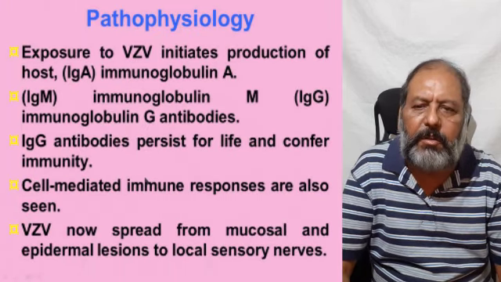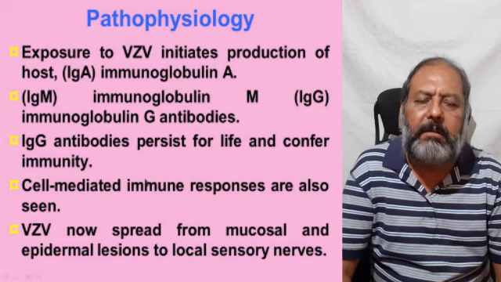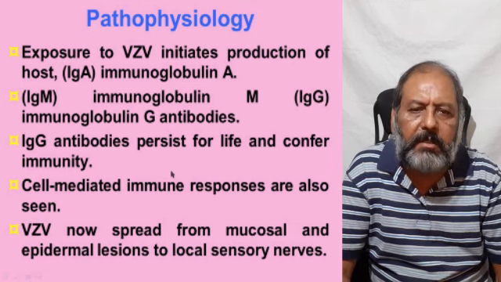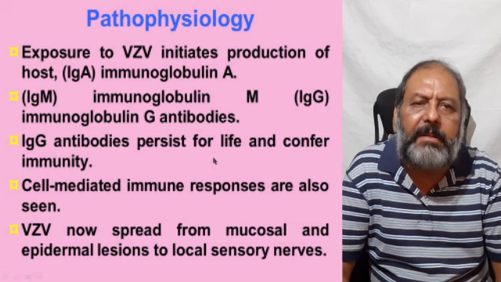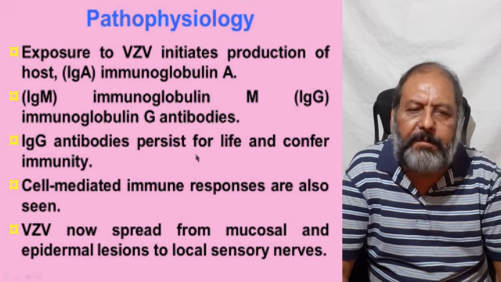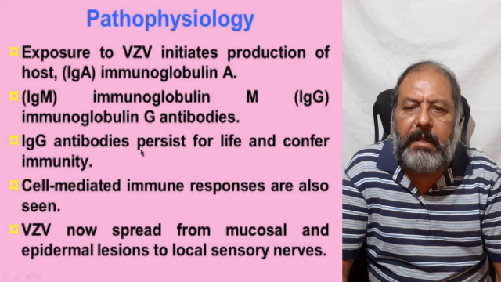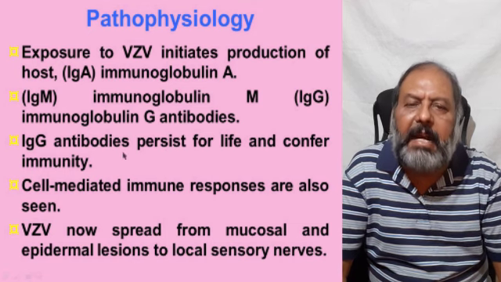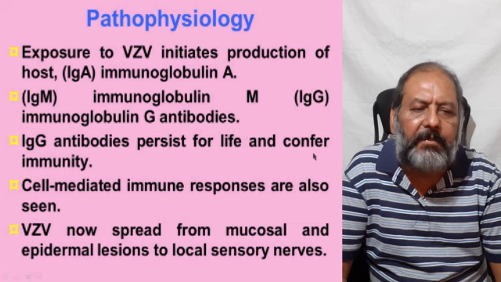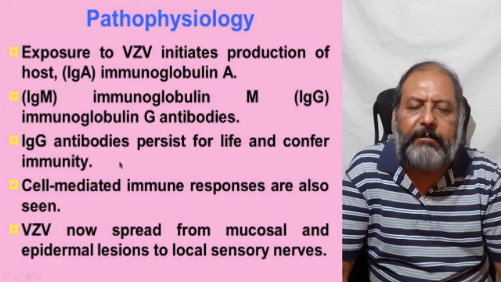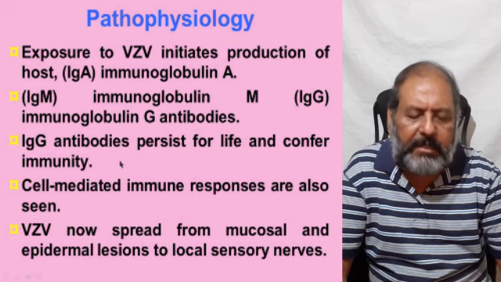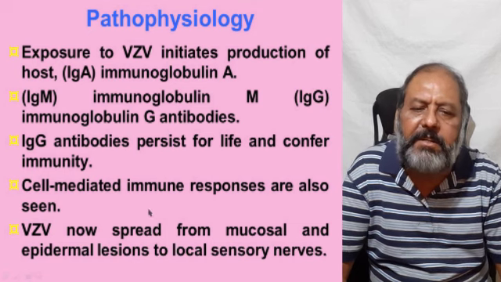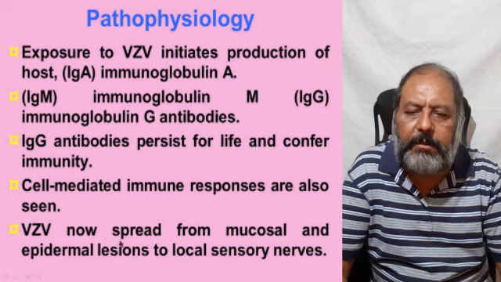Now, pathophysiology. Exposure to the varicella zoster virus initiates production of the host IgA, immunoglobulin A, then IgM, immunoglobulin M, and immunoglobulin IgG antibodies. IgG antibodies persist for life and confer immunity. These appear late, but they do give immunity for a longer time. Cell-mediated immune responses are also seen.